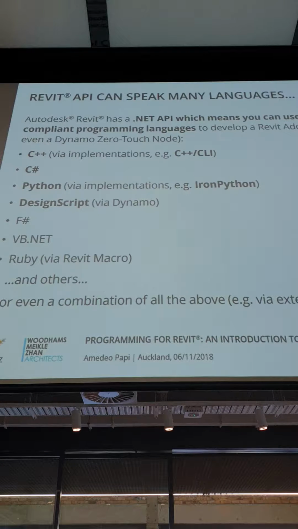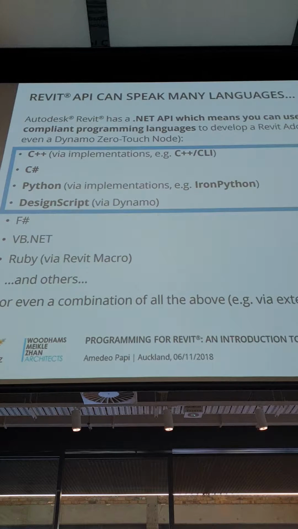Revit itself can speak many languages, okay? You can use basically any of the .NET compliant programming languages to develop a Revit add-in or a plugin, or even a Dynamo zero-touch node. We will see a little bit more about that. The usual suspects, let's say the most used ones, are C++, C#, Python, and DesignScript in Dynamo. But you can use actually many others, or even a combination of all the above.